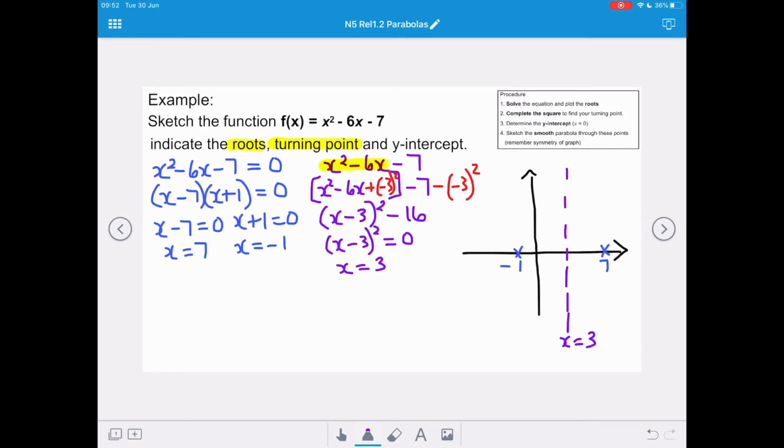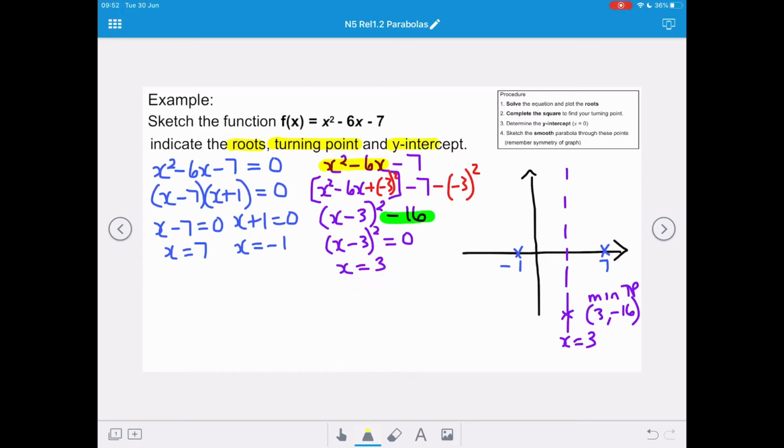And when x equals 3, the bracket equates to 0, so our function is going to be equal to negative 16. And that means that we have a minimum turning point because we have a positive x squared term in our function. So our minimum turning point is at (3, negative 16).